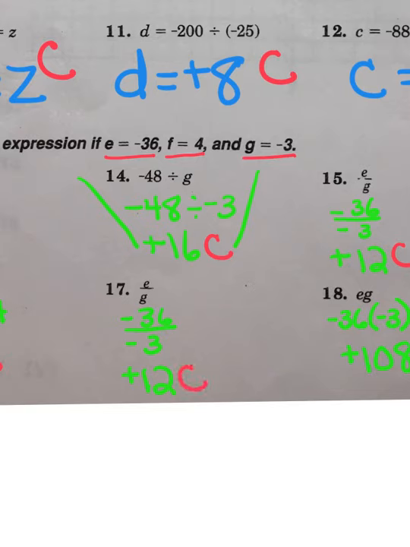And number 18 is a multiplication problem. You should have gotten +108. This concludes the video on multiplying and, most importantly, dividing integers.